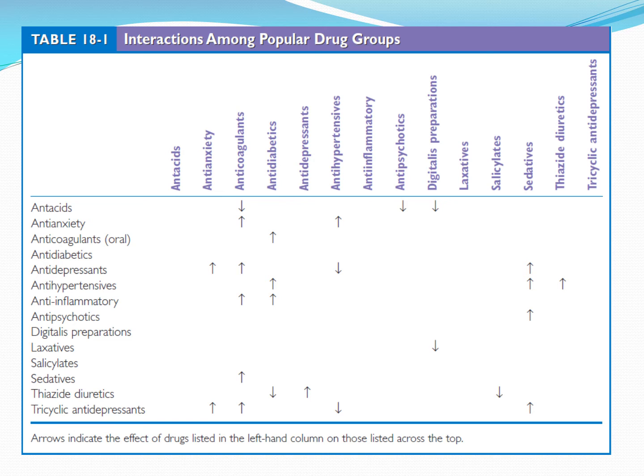In this table, you can see that there are multiple interactions among popular drugs. These drug groups by themselves can interact with each other. So, for example, antacids can decrease the effect of anticoagulant medication, and so on.